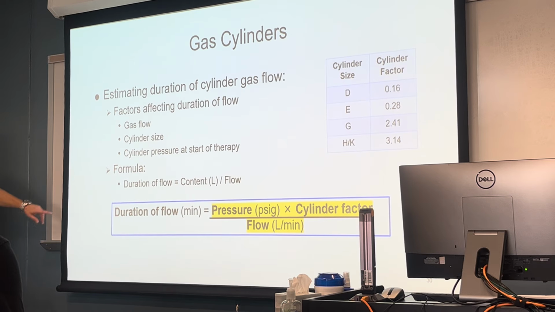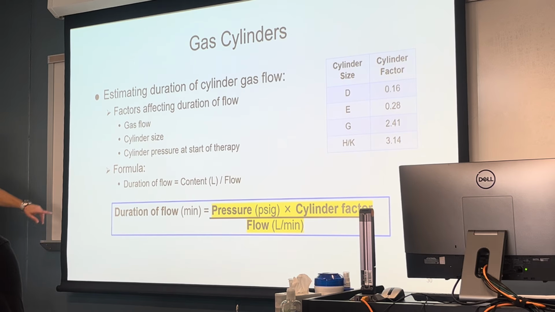Just so you know, a full E cylinder has a little over 600 liters of gaseous oxygen. An H tank has almost 7,000 liters of gaseous oxygen. But how did I know it was a little over 600? How did I know it was a little under 7,000? You have to know the pressure.